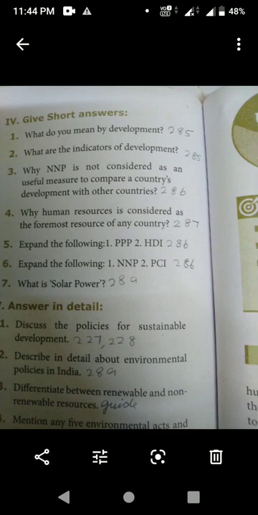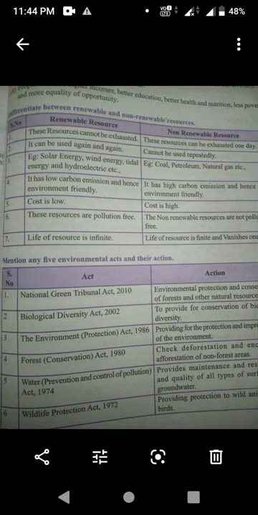Next question. Answer in detail, Roman number 5, third question: differentiate between renewable and non-renewable resources. In your book also, page number 288, you have it. If you need, you can learn that one. Otherwise, the guide also I have given, that also you can learn.